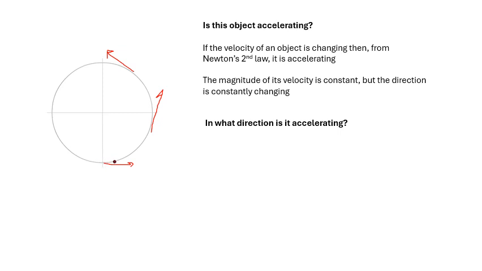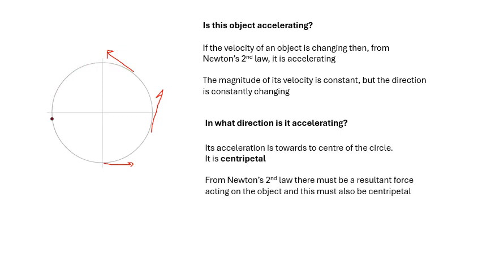In what direction is it accelerating? Well, looking at the arrows, you should be able to see that it's being pulled towards the middle. So the acceleration is towards the middle. It is centripetal. The word centripetal is towards the middle. We are not going to use the word centrifugal. It's a very confusing word. The object which is moving in a circle, the acceleration is centripetal, the force acting on it is centripetal. From Newton's second law, there must be a resultant force acting on the object, and that must also be centripetal.